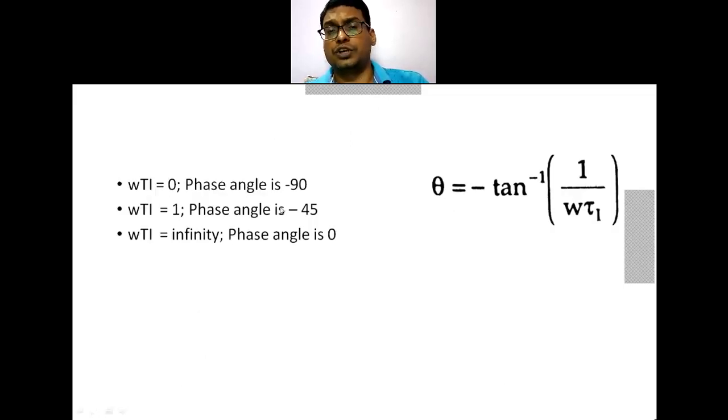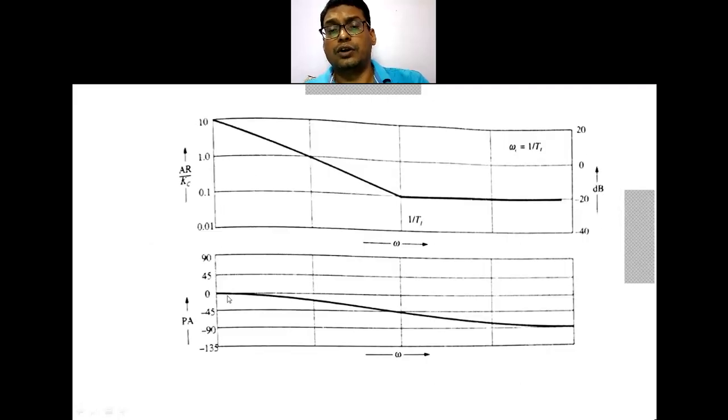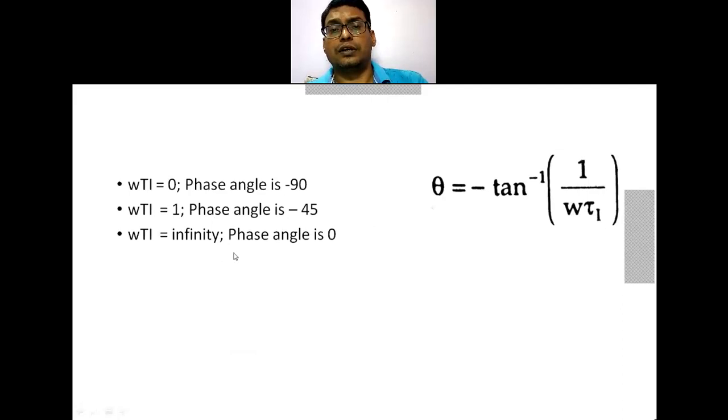For 0, the phase angle is minus 90. So here for small values, the phase angle tends to minus 90, and for the higher values, the phase angle tends to 0 here. So this is for 0, the phase angle is minus 90.